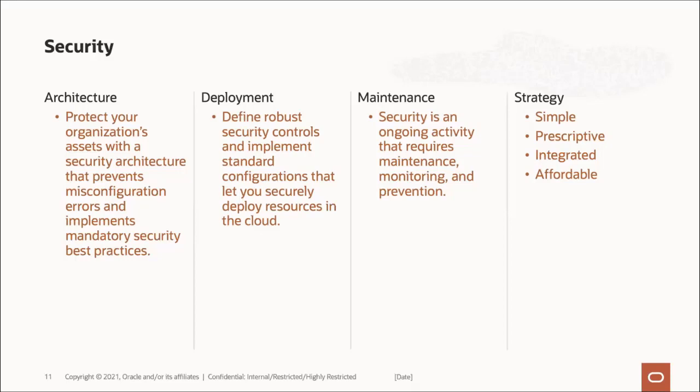And all of that is then maintained in this strategy that we have. The strategy needs to be simple, it needs to be very prescriptive, it needs to be integrated, and it needs to be affordable. What does that mean? So when we talk about simple, it's always on. Security needs to be part of the design, part of the different structure that we're building for our workloads, and it has to be always on. It's not something that we talk about after the fact. It has to be there. Then it has to be prescriptive.